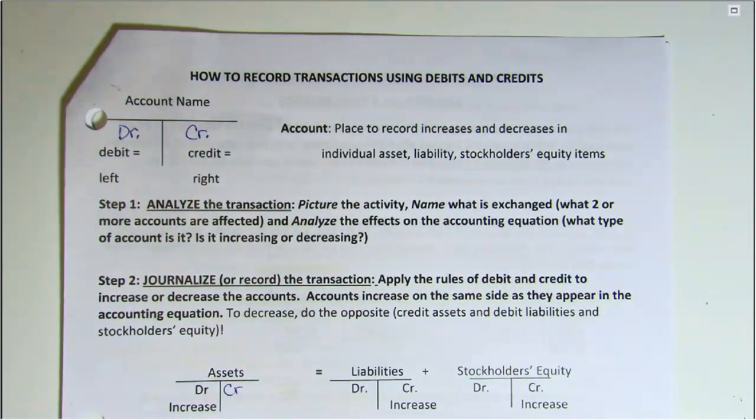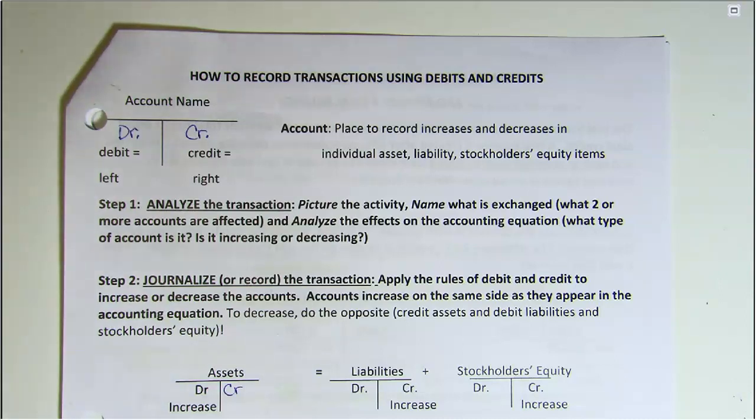Okay, first of all, we said a business activity occurs. And before we do anything, we have to analyze it. So this would be our step 1. First of all, is it really a transaction? Does that business activity have an effect on the assets, liabilities, or stockholders' equity of the company? Because not all business activities are transactions.